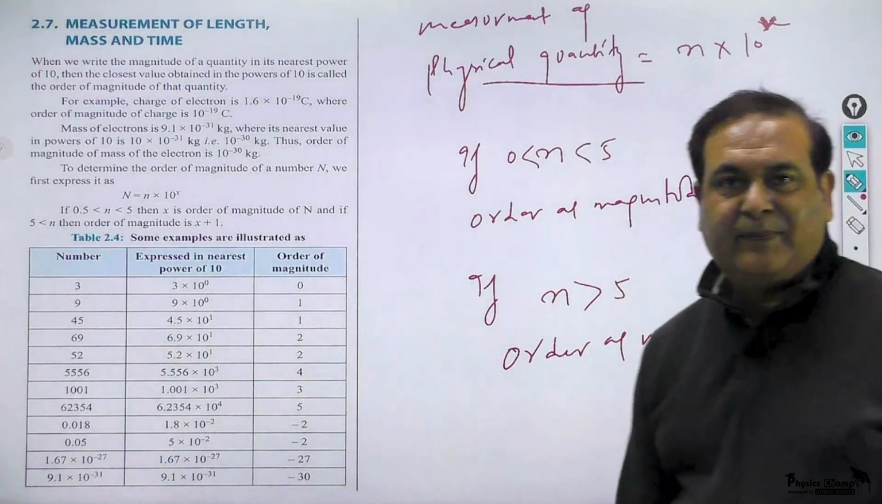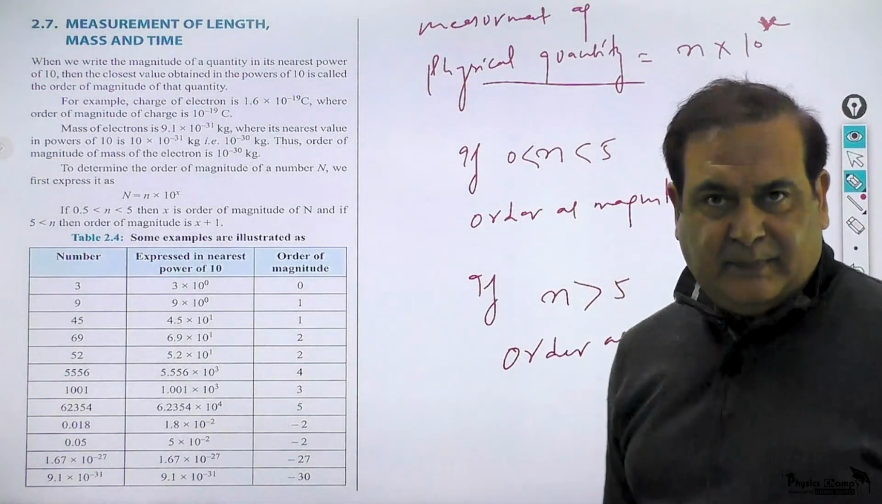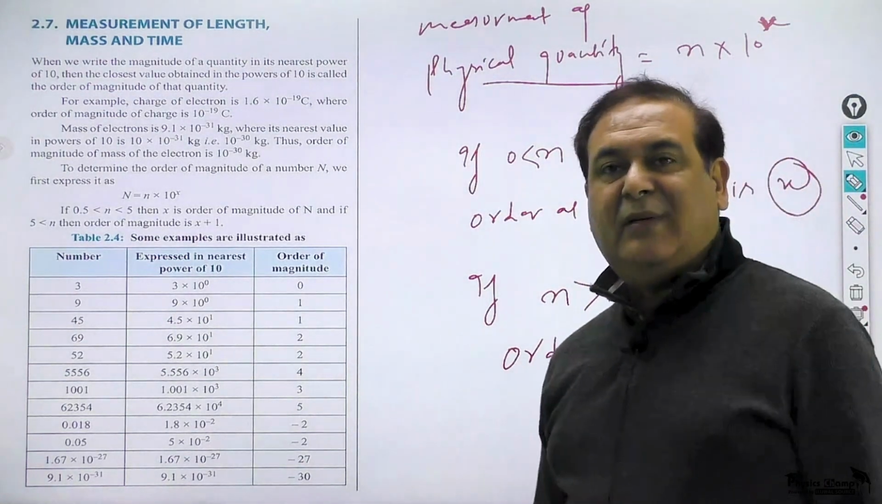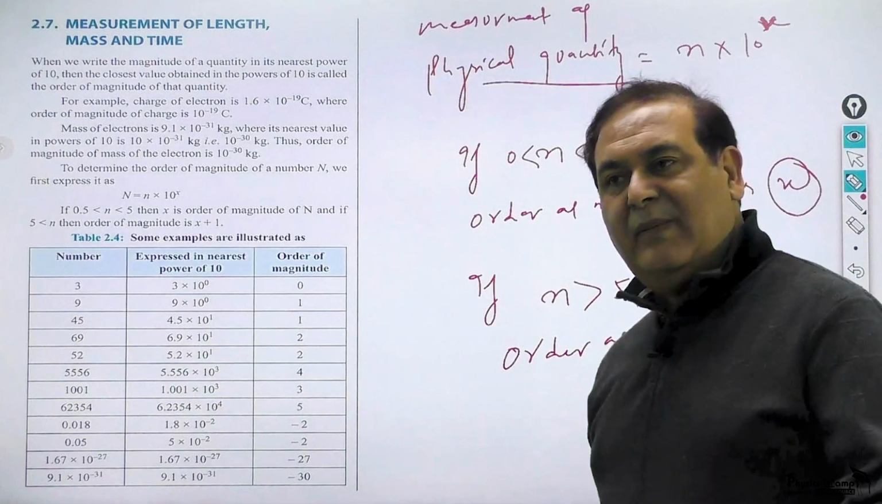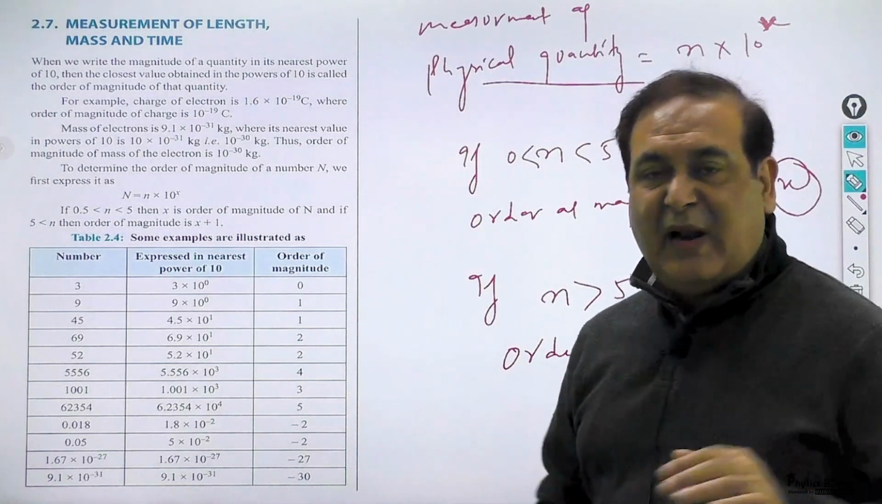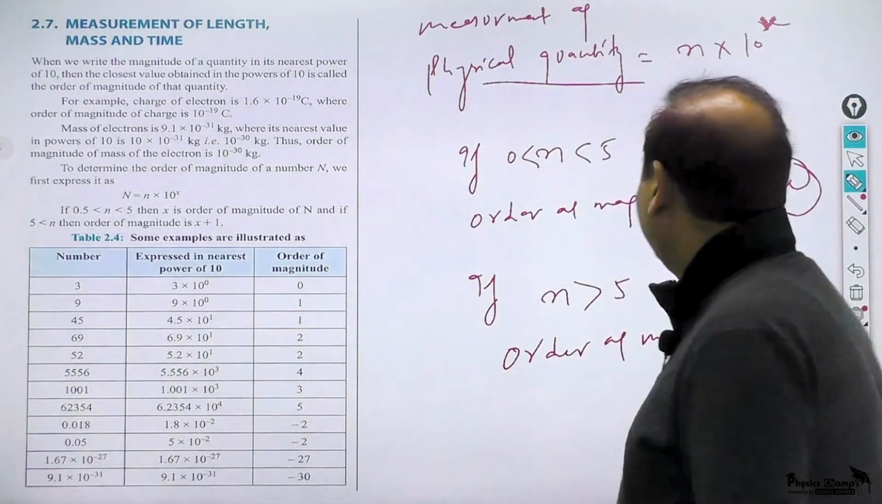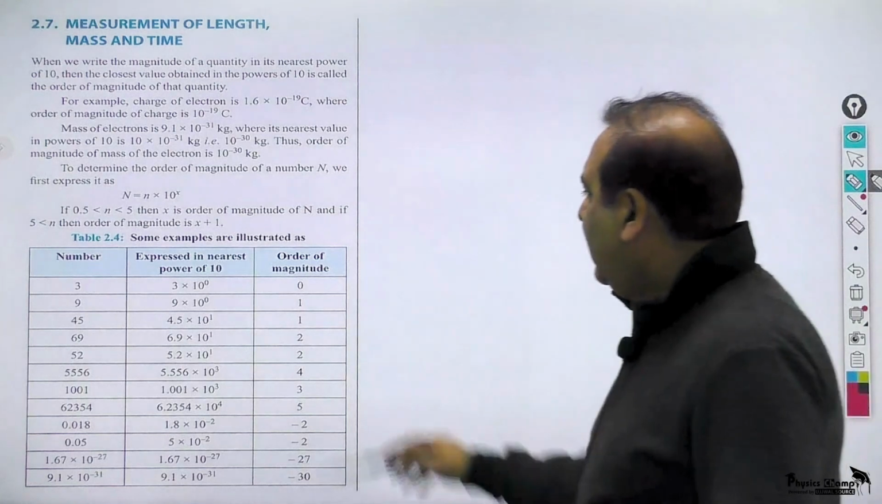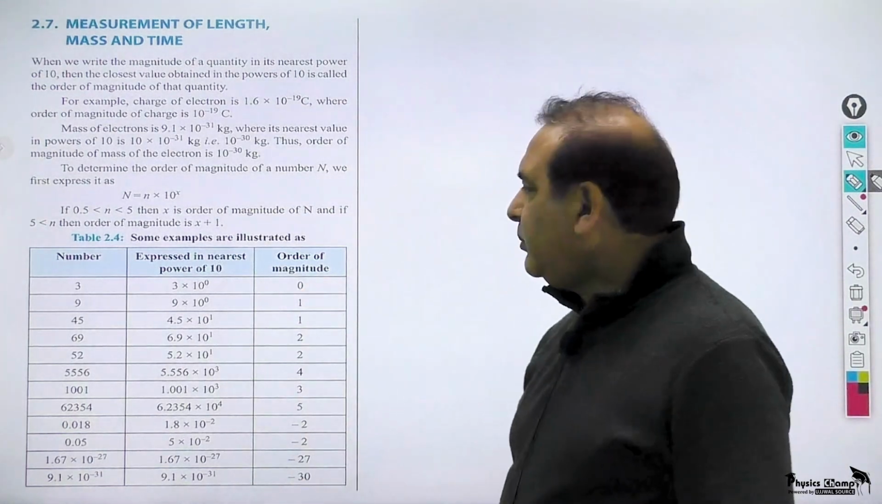We learn that in case n has a value less than 5, then order of magnitude has no addition, and if n has a value more than 5, then order of magnitude has an addition of 1. Now here this table is giving you some more examples.